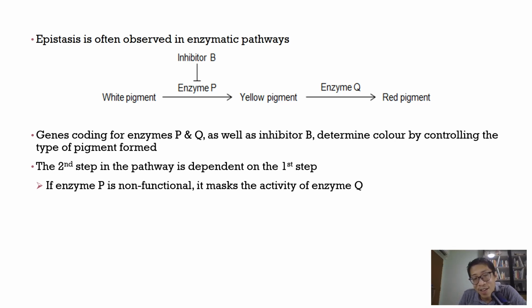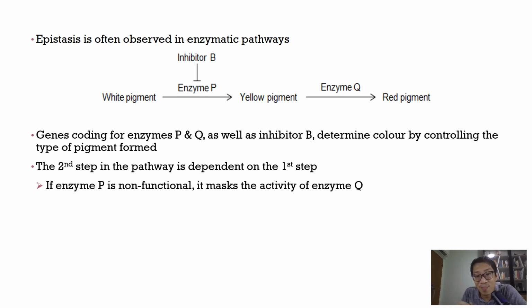So if the first step does not occur, then the second step wouldn't occur as well, regardless of whether we have active or functional enzyme Q or not. Can you imagine that enzyme P is somehow non-functional, where maybe the gene codes for a non-functional enzyme P, or we have the presence of inhibitor B? Then enzyme Q, whether it is functional or not, the color of the organism will still be white.